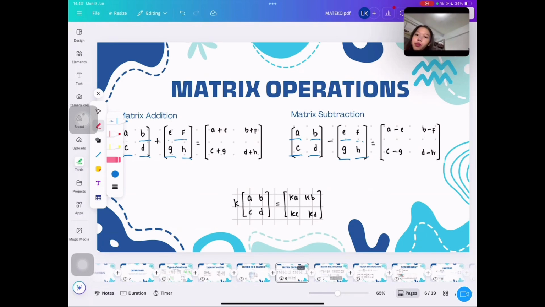And this one, we have scalar multiplication with a matrix. Scalar multiplication with a matrix is the operation of multiplying each element in a matrix by a scalar. Example, we have a matrix ABCD with the scalar K. So every element in the matrix is multiplied by K.